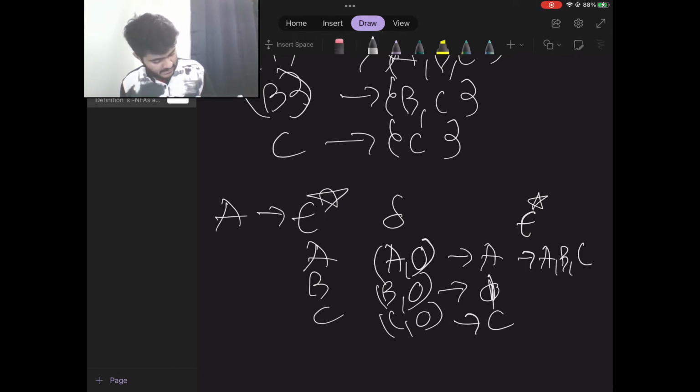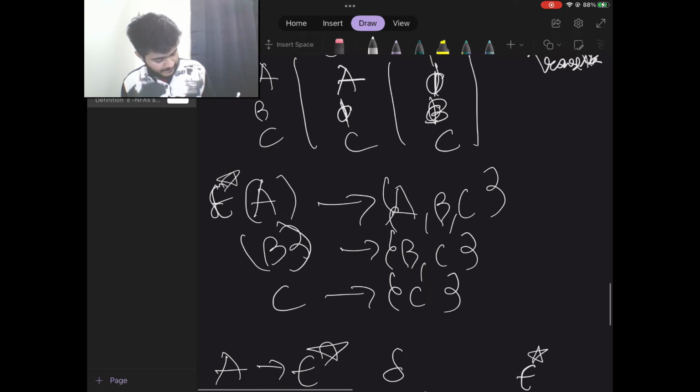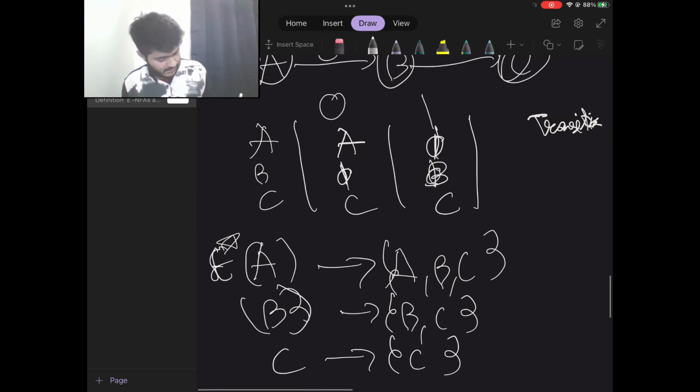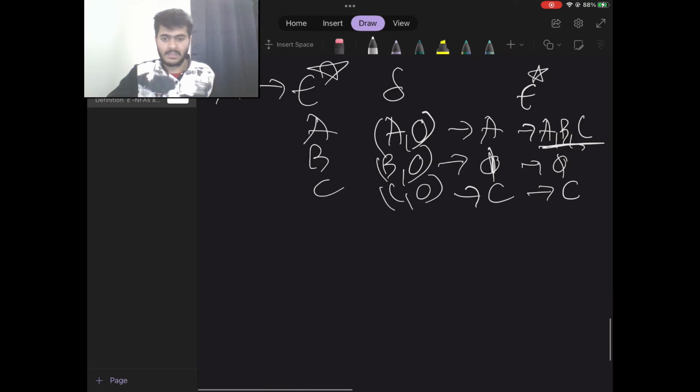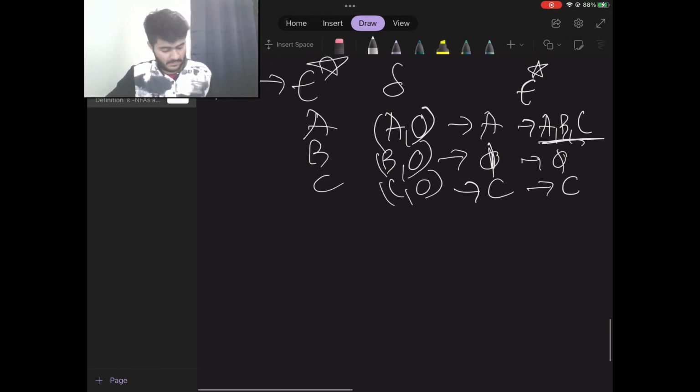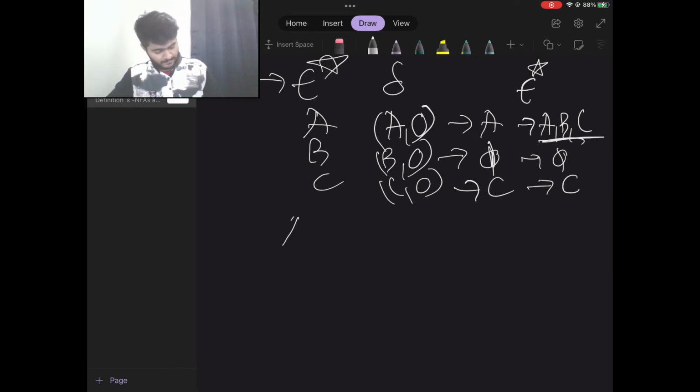When we find the transition function again, closure, it will be A, B, C, and again C for C. So we'll get ABC and we'll update it here, ABC. So this way we'll be removing the epsilon of the NFA.